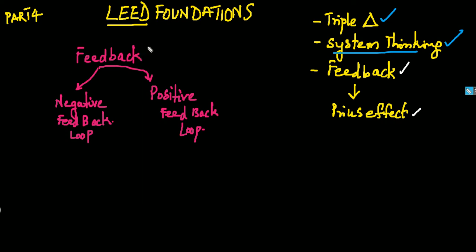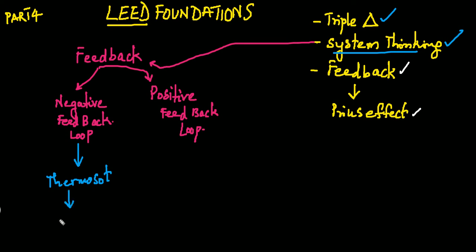In system thinking, there's something called a feedback loop. Feedback system is how your system works. There are two types of loops here. You need to understand: negative feedback loop and positive feedback loop. What is a negative feedback loop? The best example I can give you is your thermostat. What is a thermostat? A thermostat is a device, an element.